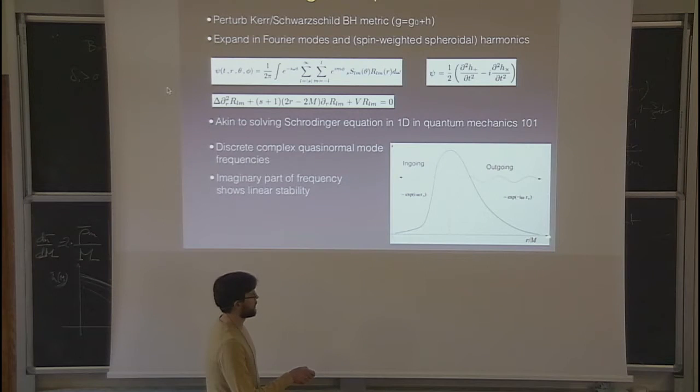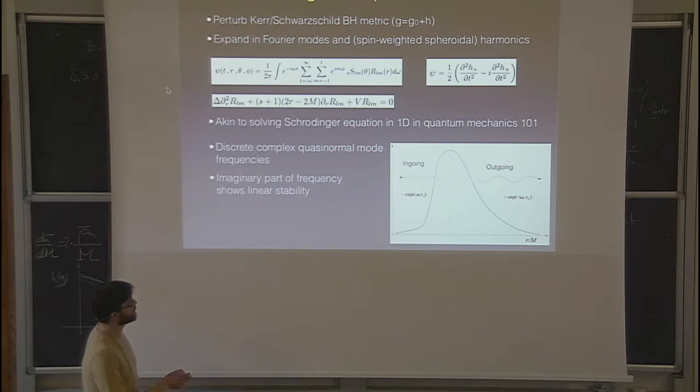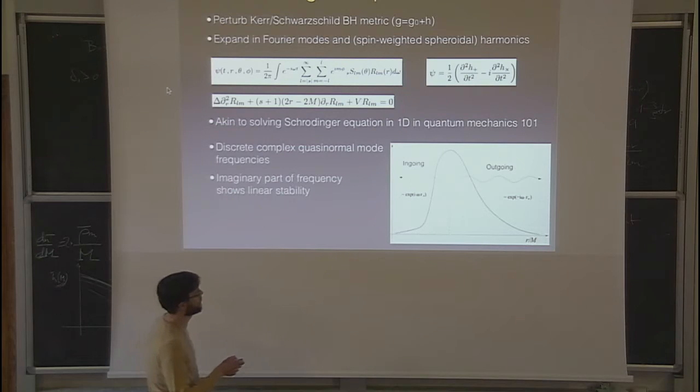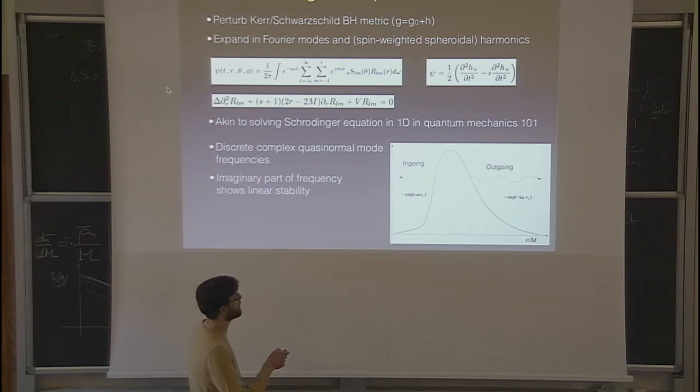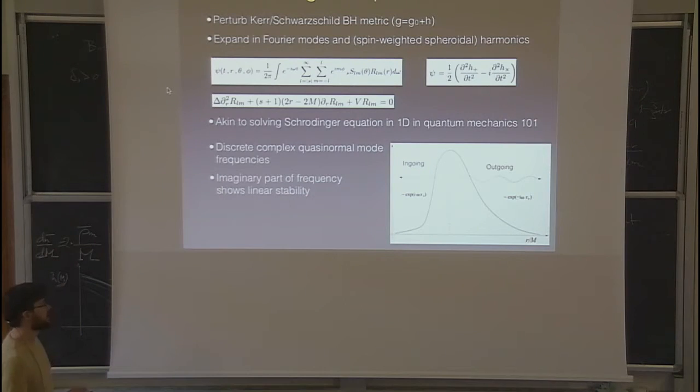So R equals infinity, of course, means spatial infinity. The system is isolated, so you should impose that nothing enters the system. So you impose outgoing boundary conditions here. At some place here, you will have the event horizon, so nothing can escape the event horizon of a black hole, so you need to impose ingoing boundary conditions. And this is exactly the same as what you do for the rectangular barrier in quantum mechanics.